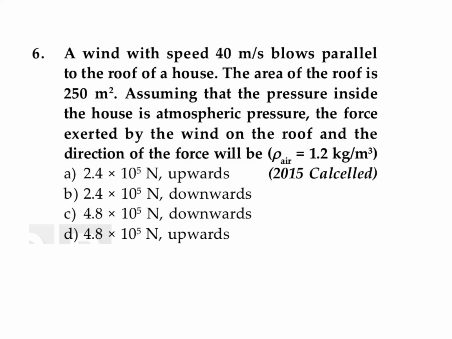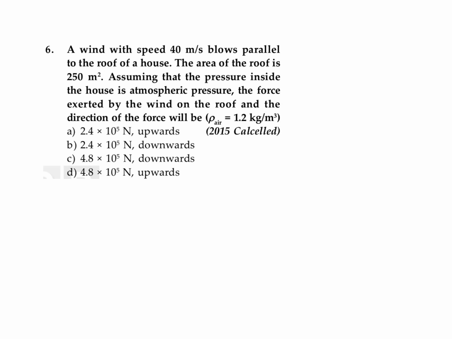In this question it is given that a wind with a speed of 40 meter per second blows parallel to the roof of a house. The area of the roof is 250 meters square. Assume that the pressure inside the house is atmospheric pressure. The force exerted by the wind on the roof and the direction of force will be.